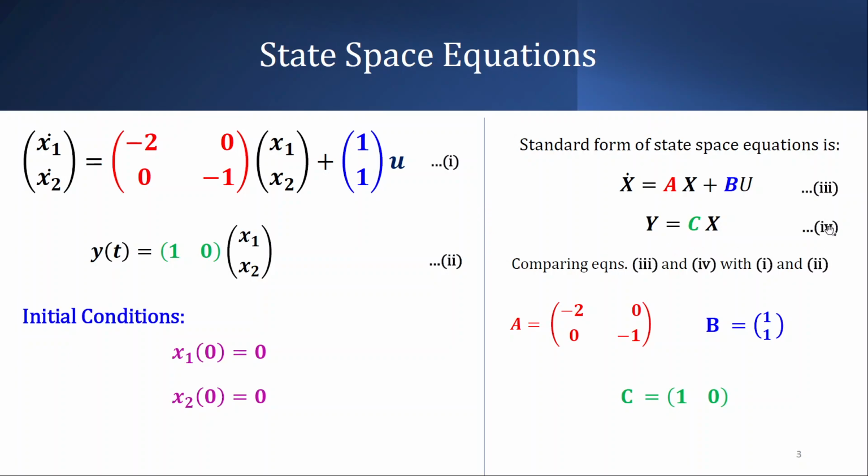So if you compare these four equations, 1, 2, 3, and 4, you can find the A, B, and C matrix, which turn out to be: A is a 2 cross 2 matrix having elements minus 2, 0, 0, and minus 1. B is a column matrix having elements 1 and 1. And C is a row matrix having elements 1 and 0.